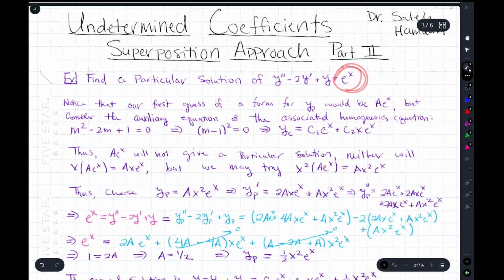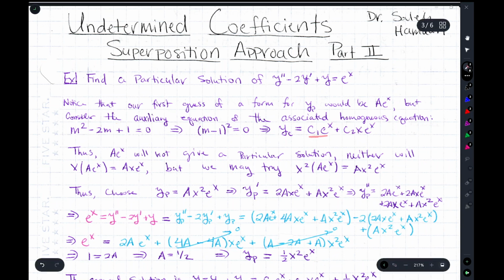Now, continuing on our previous discussion, we would guess a particular form of A e to the x to match that. But unfortunately, that's taken already, okay? So when we plug this into here, we're actually going to get 0, okay? So it's not going to work out for us.